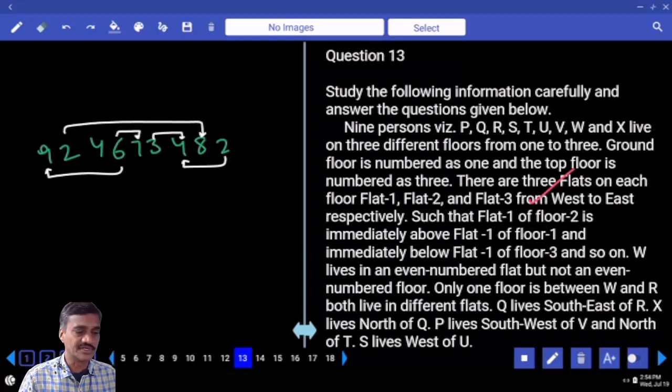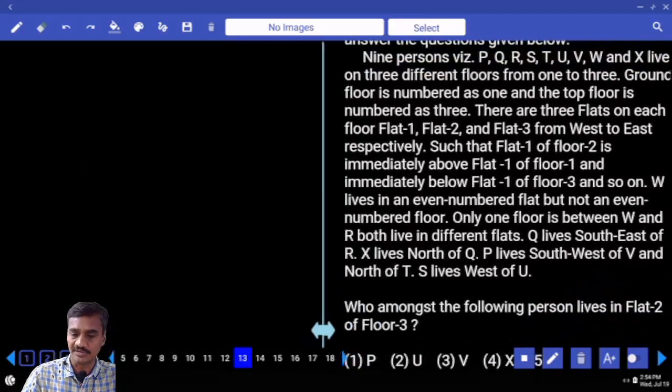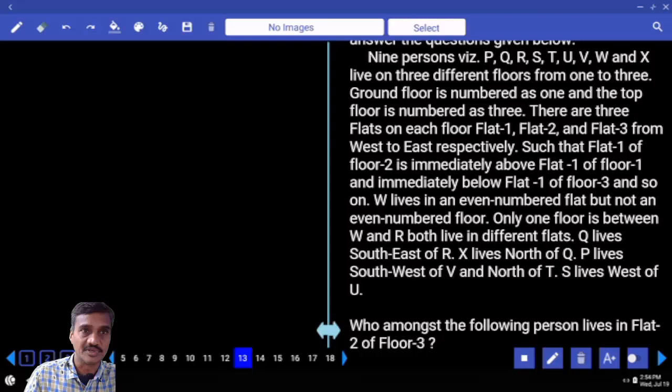Then next one, 13 to 17. Now in this 13 to 17, 9 persons live on 3 different floors and 3 different flats in each of these floors. Multiple floors and flats. Now tell me, first or second priority? Definitely under the first priority. Multiple flats is always under the first priority. And if you are not able to work out this one under the first priority, please try to work out as many questions as you can and bring this one to the first priority.